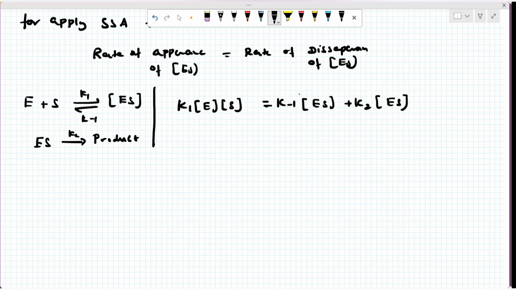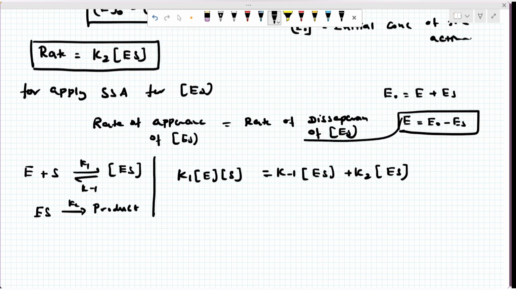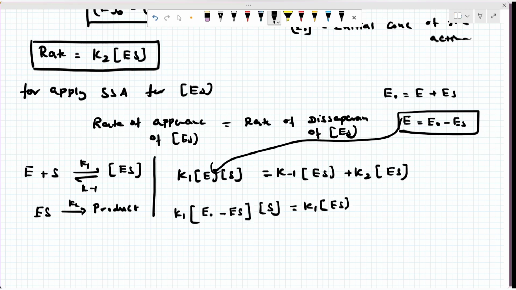Therefore, listen. Now, what is E? Apply the formula: E naught is equal to E plus ES. Yes or no? Therefore E is equal to E naught minus ES. Just apply this to the equation. That is K1 into E naught minus ES, close the bracket, and S. That equals K1 into ES plus K2 into ES.